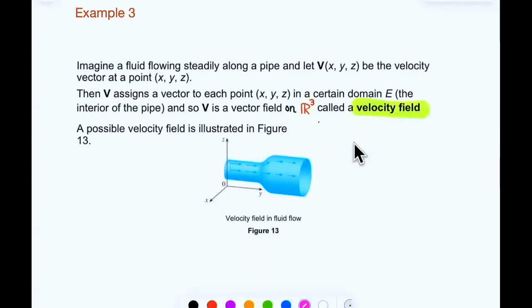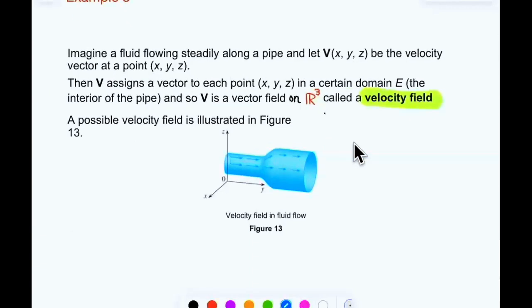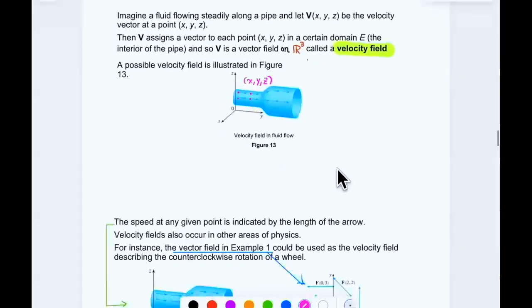So let's try to think about what this is. You have a point over here, x, y, z. Every point right there, x, y, z, you associate a velocity vector. Each point has this velocity vector, the blue arrow there. And the speed at any given point is indicated by the length of the arrow. What do you observe here? Looks like along the middle is a constant speed. The length of the arrow is that. And then over here, it goes along the inside of the pipe, right?